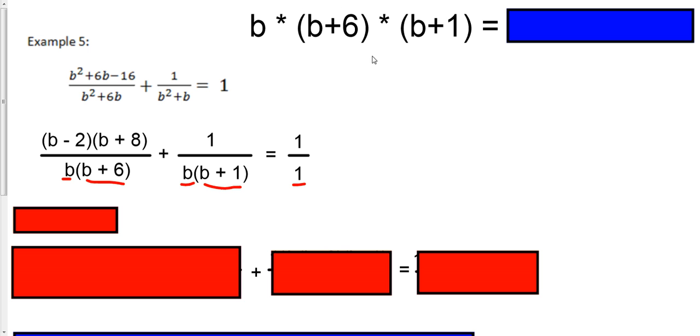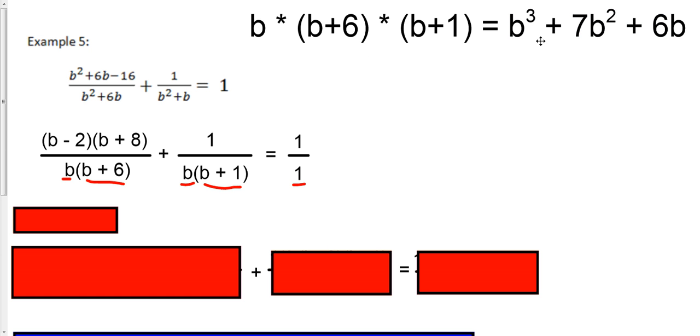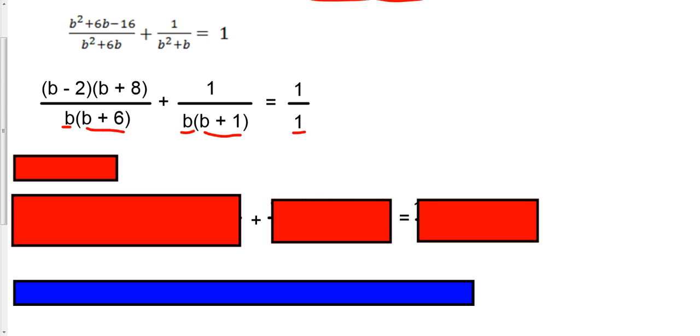So, in a sense, these factors are what we're going to be multiplying by everything. Now, to give you a hint for the future, what this is going to be is actually b cubed plus 7b squared plus 6b. But when we multiply onto each piece, let's leave it as the factors. That'll help us when canceling everything out.